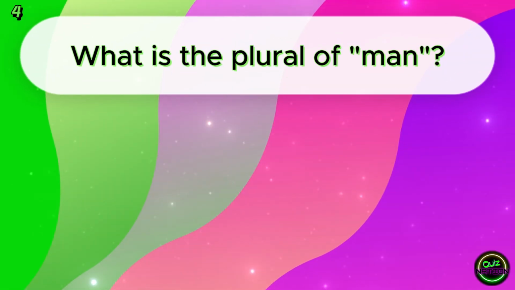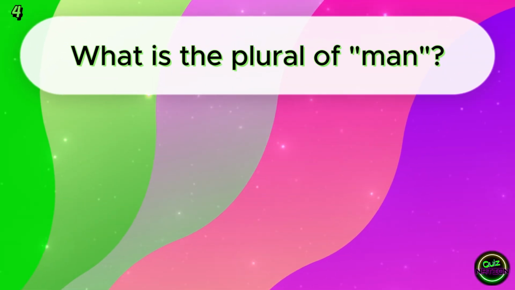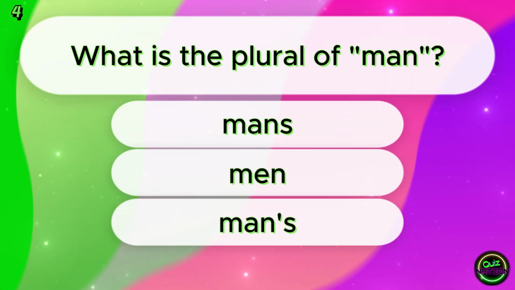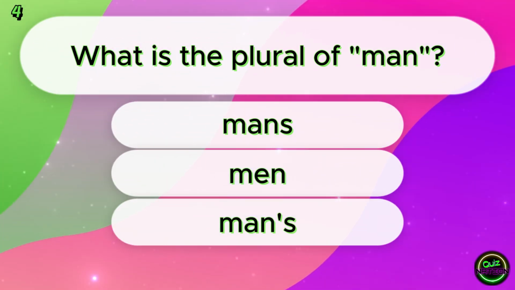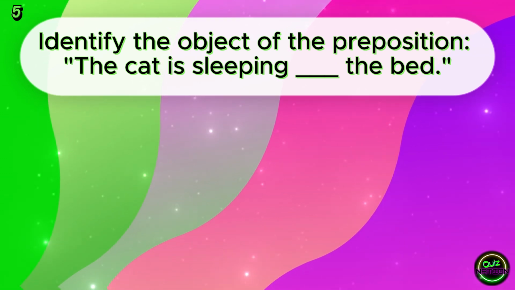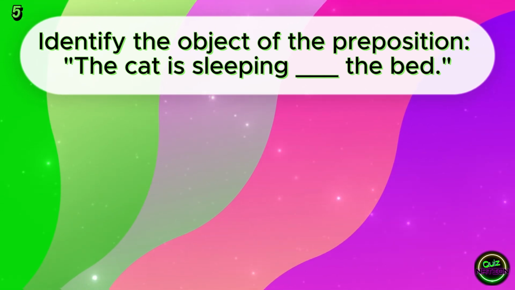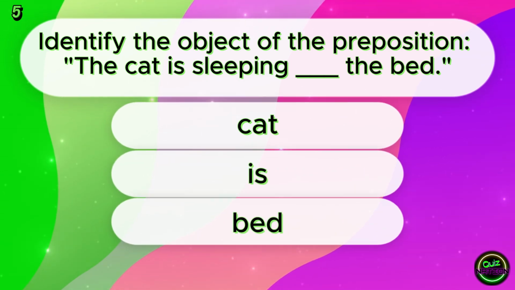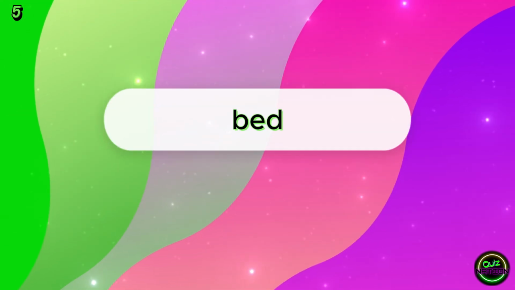What is the plural of man? Mans, men, mans. Men. Identify the object in the preposition. The cat is sleeping blank the bed. Cat, is, bed. Bed.